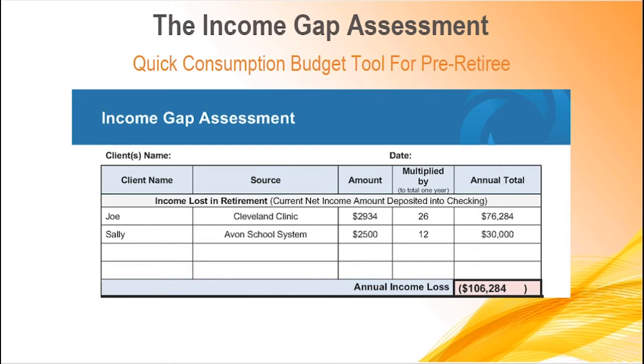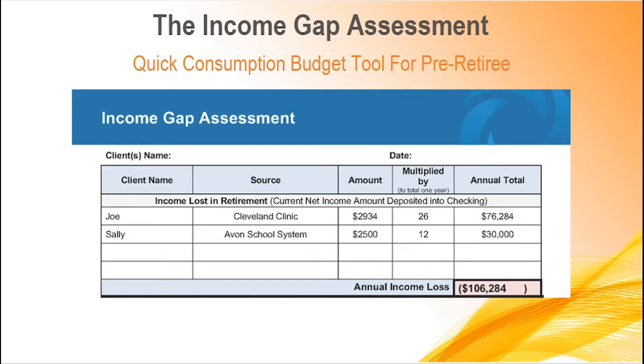So again, if you think about it, most clients have some sort of income coming in right now from their employer. It's basically their paycheck, right? And in this case, we have Joe and Sally. Joe is currently working at the Cleveland Clinic, and net after taxes, retirement contributions, and benefit withholdings, he gets $2,934 deposited into his account. And we ask Joe, how frequently are you paid? And he tells us he's paid bi-weekly, so 26 times a year.